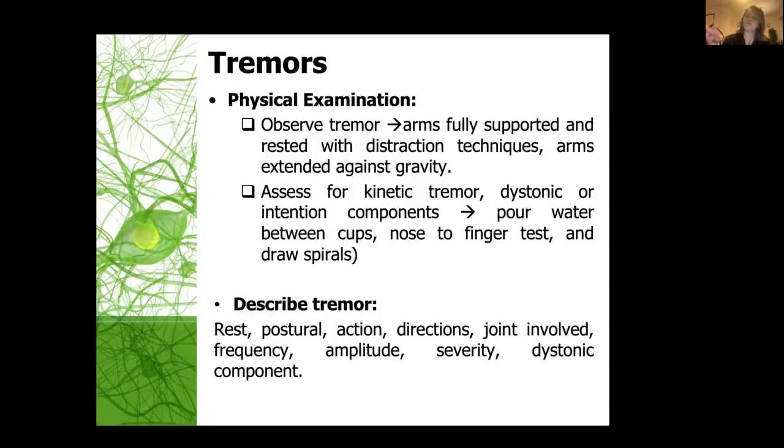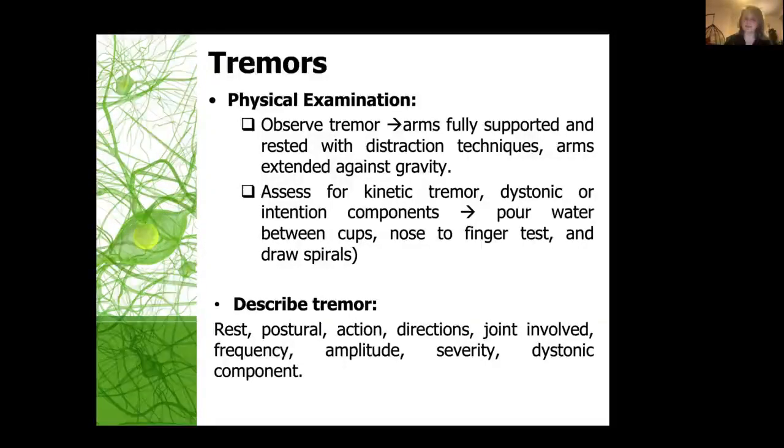We ask them to pour water between 2 cups and see if they can actually do that, because if there is a component of tremor, especially with kinesis or intention, you'll find that they will spill most of the water and they won't be able to do it between 2 cups. And then you need to describe the tremor as per your physical examination.